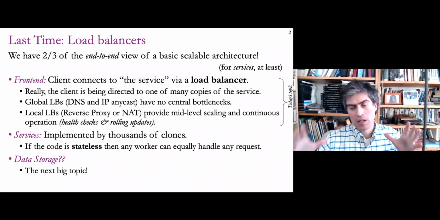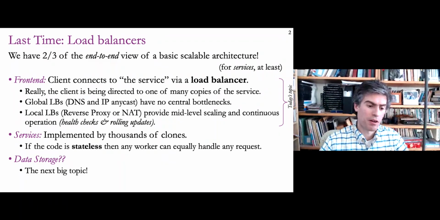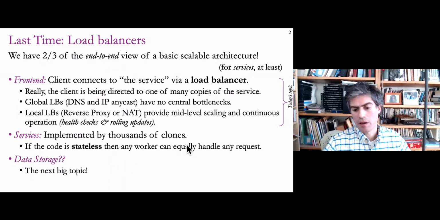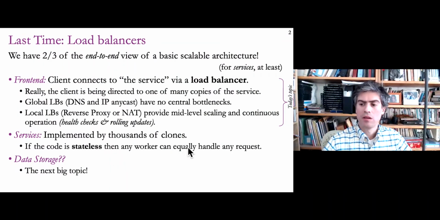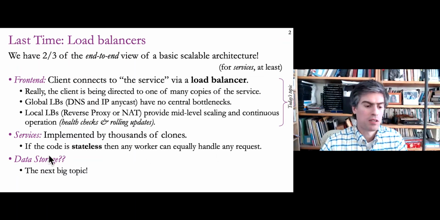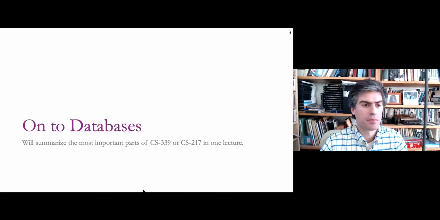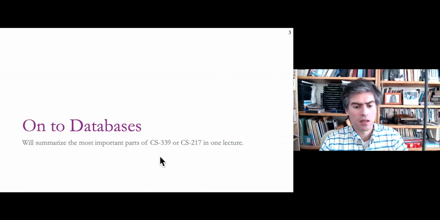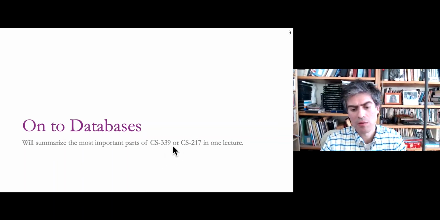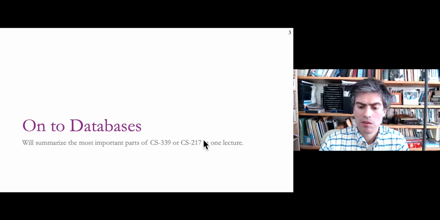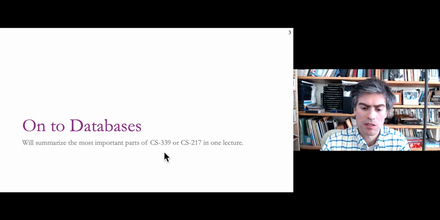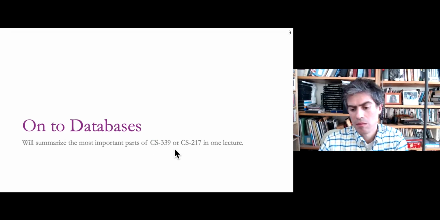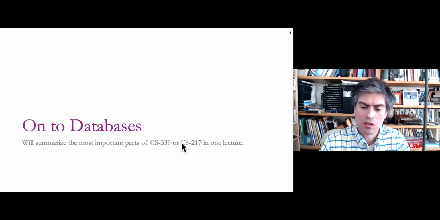So now, this next big chunk of the class is about databases, to figure out how we can scalably handle state in a way that allows thousands of clones of your service to access and share data. In this one lecture, we're going to summarize some of the important parts of a couple of different database classes that are taught: the traditional computer science majors database class, 339, as well as the CS-310 class that is taken by industrial engineering majors and other non-majors.